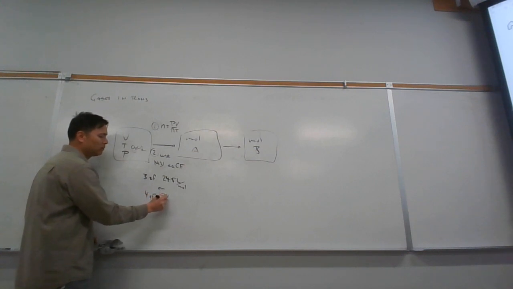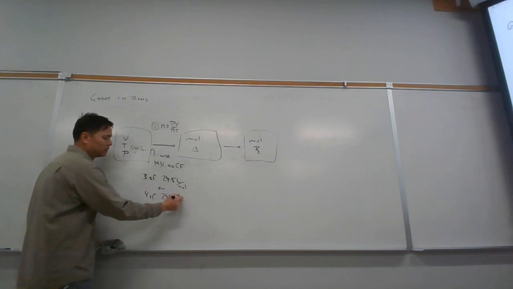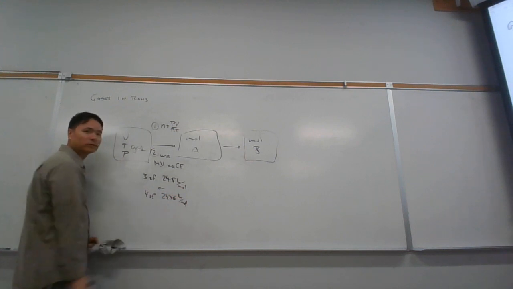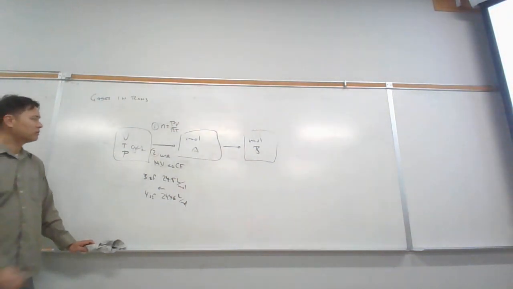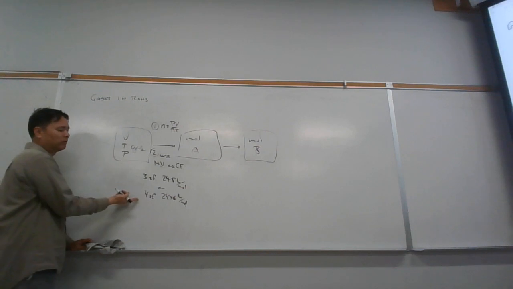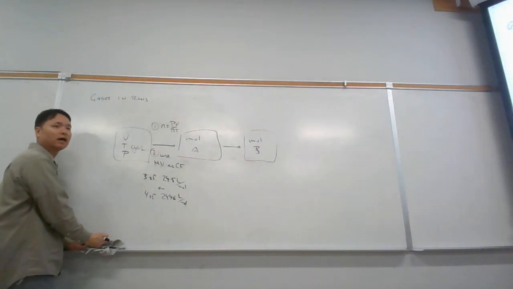Or if you wanted 4 sig figs, then it was 24.46 liters per mole. And so if we had 24.46 liters, then we'd have 1.000 moles of gas.